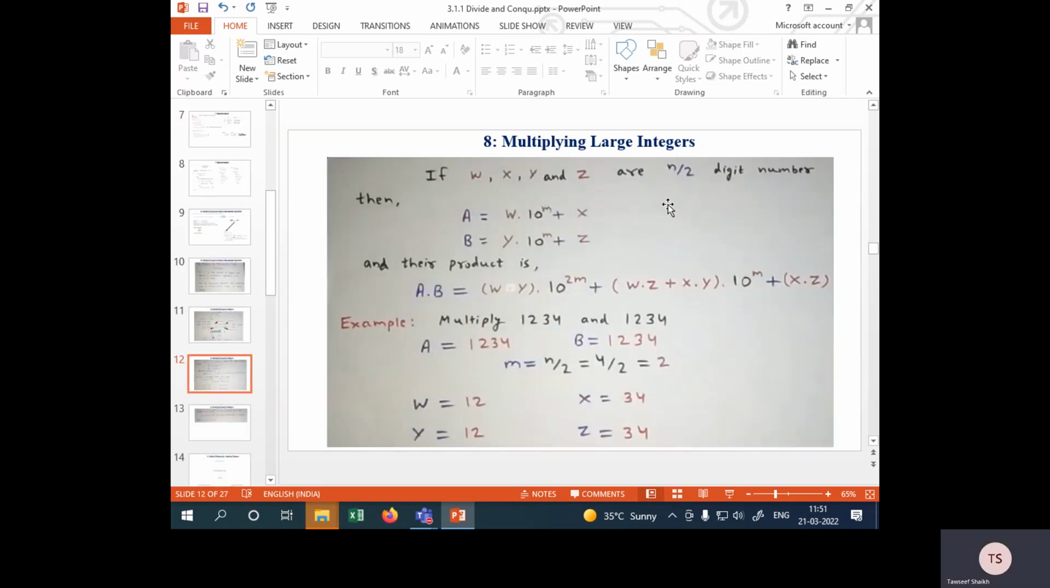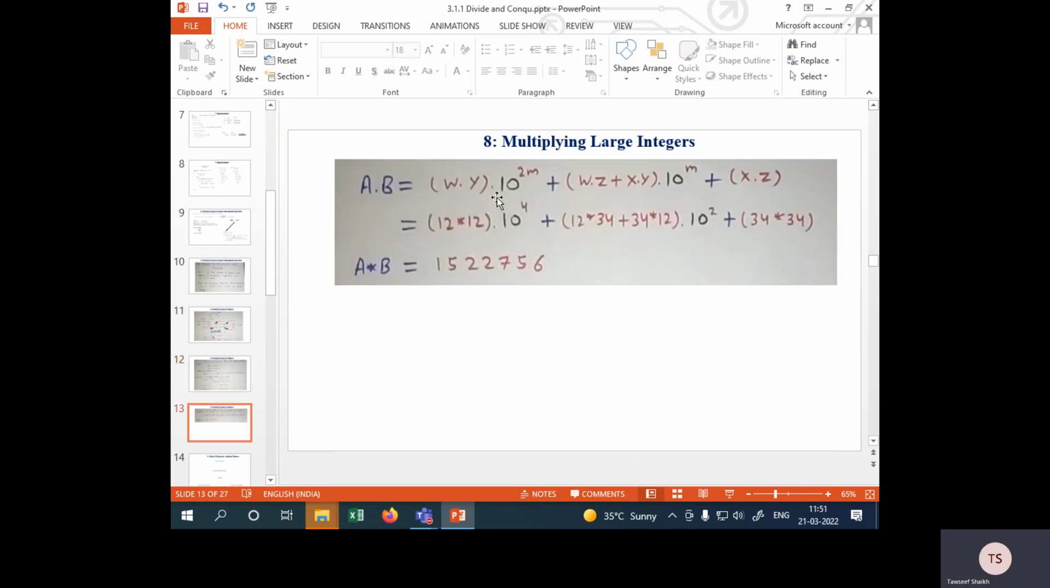And this is what I have written in this example also. It is the same thing, only we are taking the numbers a and b, which is again equal to 4. So half will be equal to 2. We will divide it into 4. W, we will put 12 here, 34 here, 12 here, 34 here. We will directly put the values inside that equation and we get the result here. Okay.